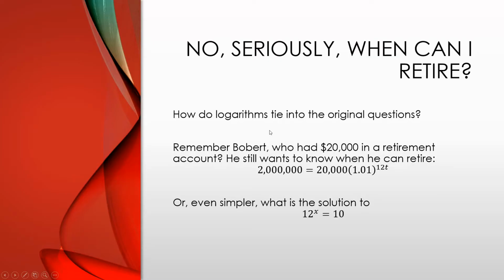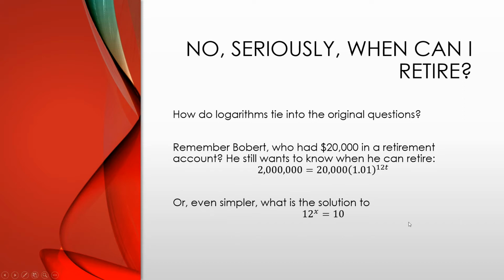So one question that's still left unanswered from the previous series is this. We talked about Bobbert, and we never answered his question. He still has $20,000 in a retirement account. It's still growing at, I think it was 12% on the year. And we got to this equation here, and we just kind of left it hanging. What is T? How long does he have to work before he can retire?